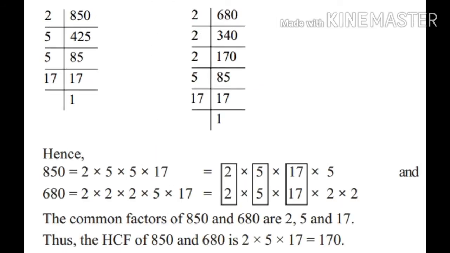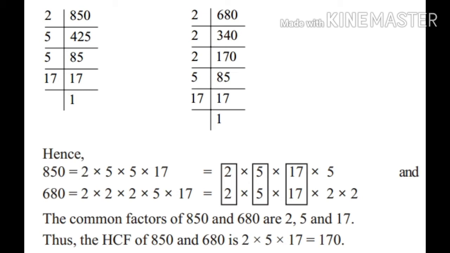The next one is the prime factorization method. In this method, we have to divide all the given numbers separately by their factors. Then we write down all their factors, and finally multiply all the common factors of the given numbers. Then the answer will be the HCF of those numbers. So these are the two ways to find the HCF.